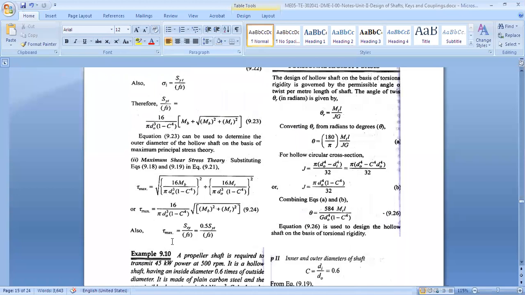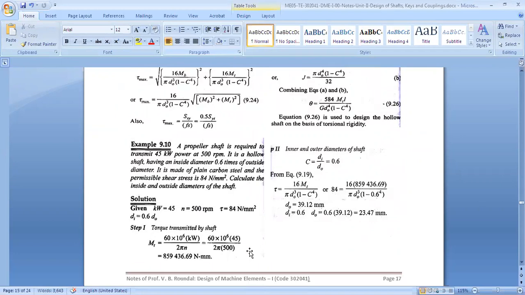So the allowable shear stress is 16 upon pi do cube into 1 minus c raised to 4 into root of Mb square plus Mt square. So the design will be the same. Only thing, we have a new factor of 1 minus c raised to 4 in the denominator, right? If we put that factor, we can do the design for the hollow shaft, right? So tau max, the allowable shear stress, is 16 upon pi do cube into 1 minus c raised to 4 into root of Mb square plus Mt square. So this is how we will do the design of a shaft for a hollow shaft, right?